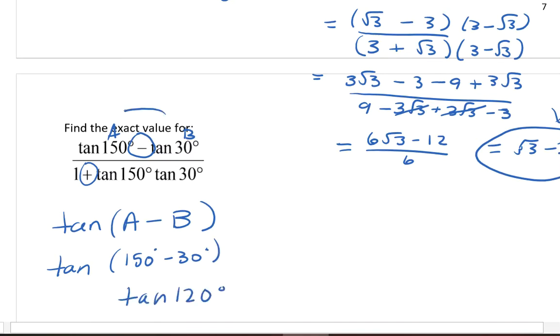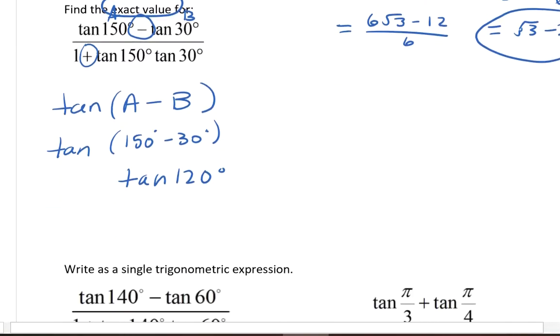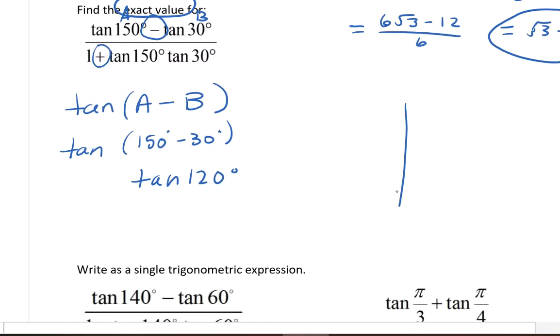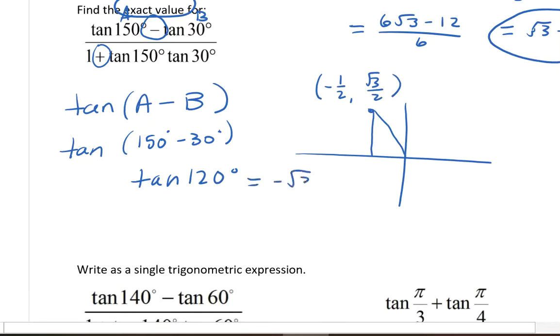Now you can see here in the problem it said exact value. That means I'm going to find out what this actually is on our unit circle. We know that that is over here, and the coordinate point here is negative 1/2 comma root 3 over 2. And y over x will be negative root 3.